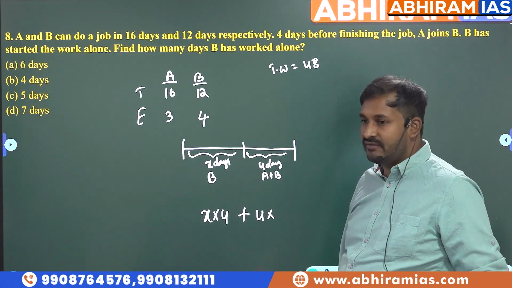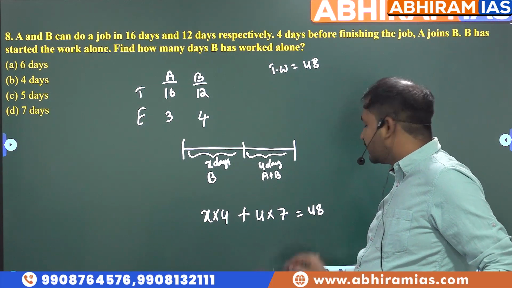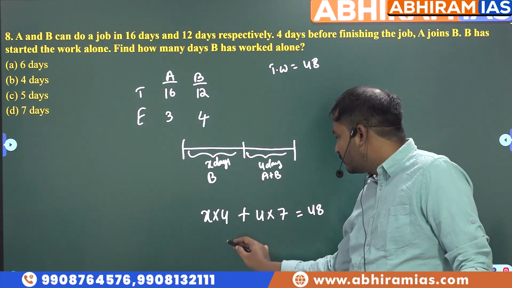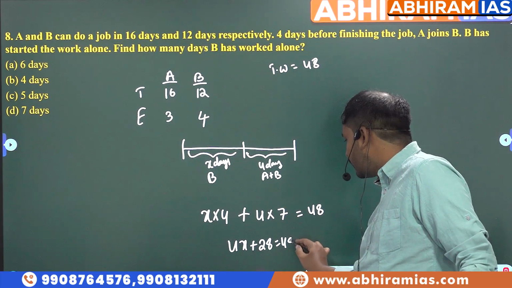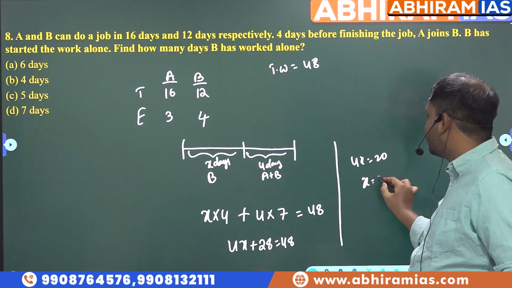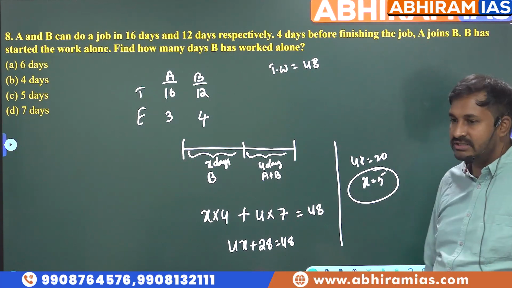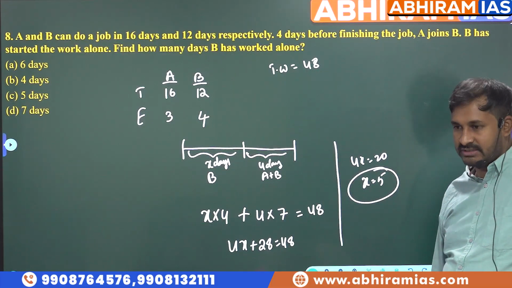What is the combined efficiency of A and B? 7. By working like this, my total work is finished. So, 4x plus 28 is equal to 48. From this 4x will become 20. So x will become what? 5. So that means B alone worked initially for 5 days.